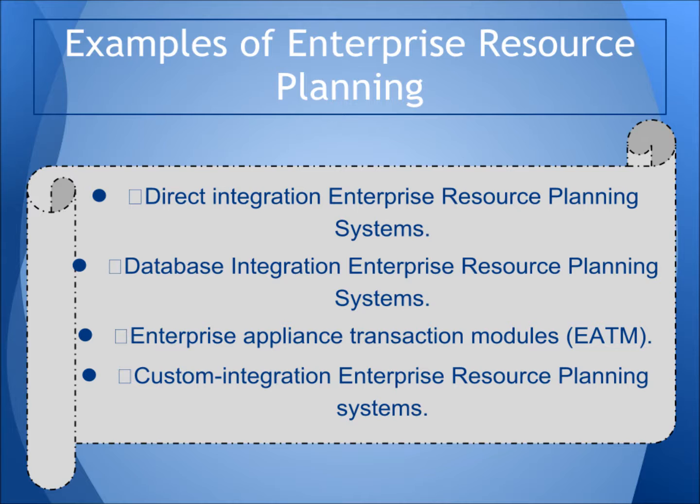The third type of ERP is the Enterprise Appliance Transaction Module. This device communicates directly with plant floor equipment and with the ERP system via methods supported by the ERP system. The last type of ERP is Custom Integration Enterprise Resource Planning Systems. These systems tend to have the highest level of initial integration costs and can have a higher long-term maintenance and reliability cost.